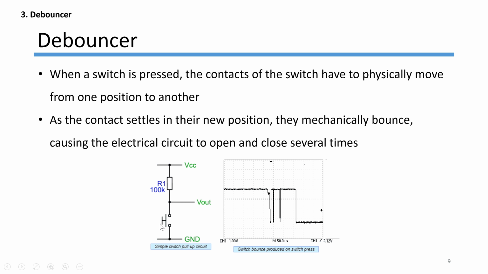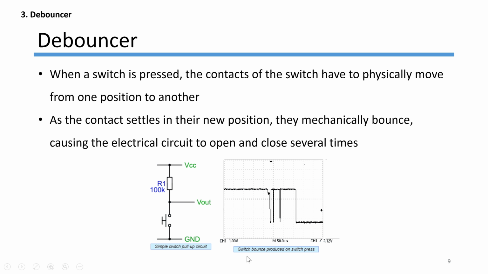When the switch is closed, your voltage would turn to 0. So initially it's high, and then when you push the switch, it becomes low. So that's an active low circuit.